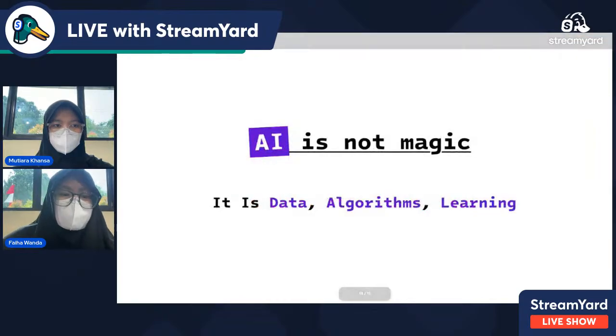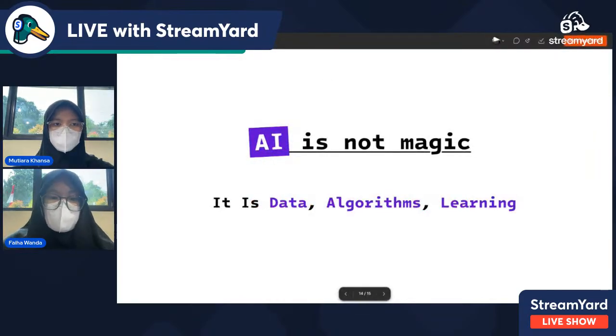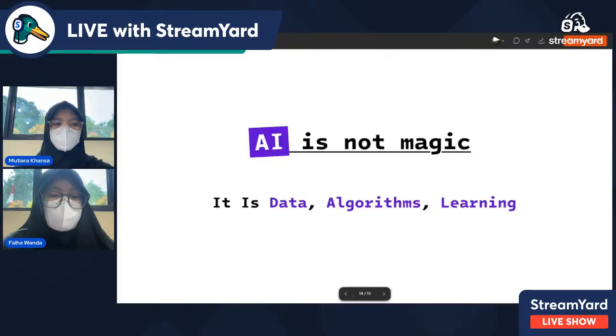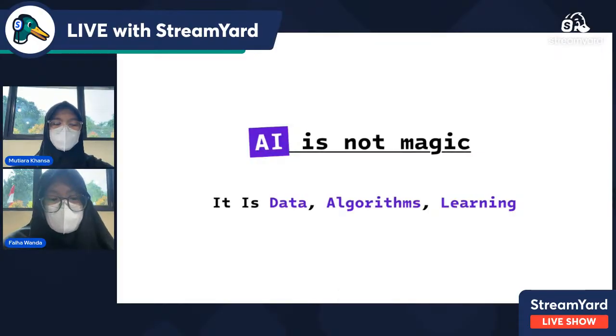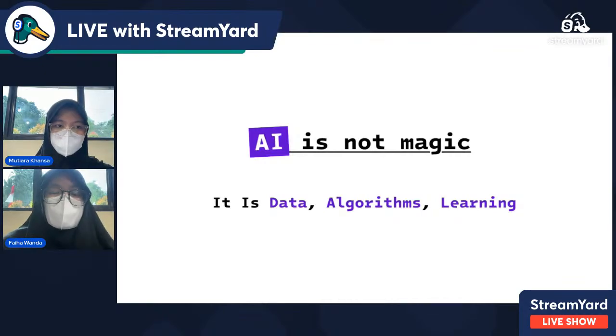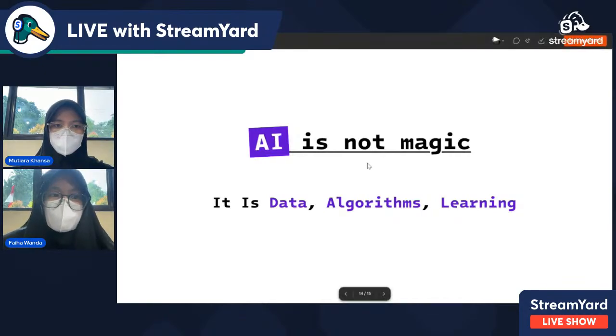Today we've learned that AI is much more than just ChatGPT. We've explored its history and how it works. I hope that after these sessions, you won't just use AI, but you'll also understand the ideas behind it. Technology will continue to grow, so instead of being afraid of AI, let's learn how to use it wisely and responsibly. Because remember, guys, AI is not magic, it is data, algorithms, and learning.